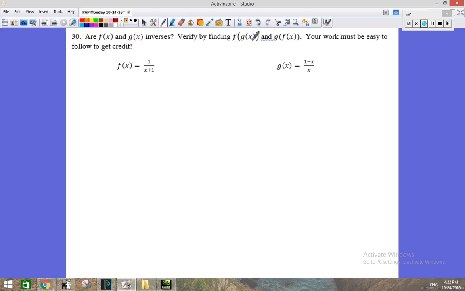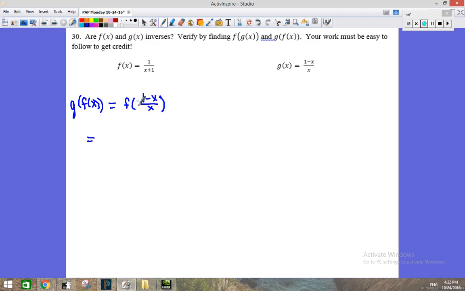So let's find f of g first. If we take f composed with g, we know g to be this 1 minus x over x. Alright, so here maybe I should tell people what I'm doing. I'm finding the expression for g composed with f. Oops. Alright, so let's plug this into f.